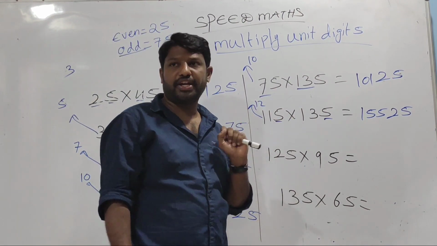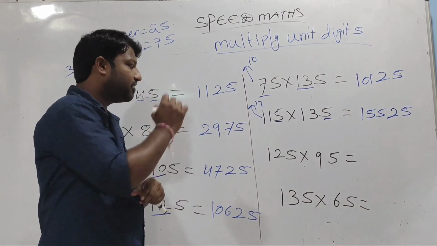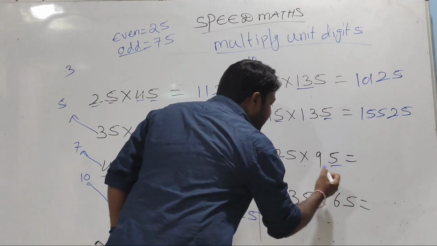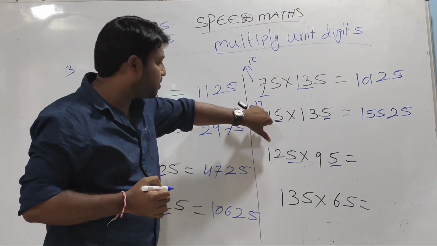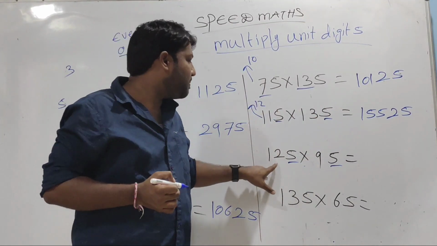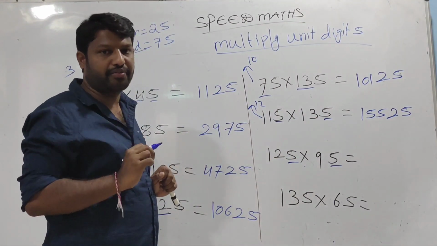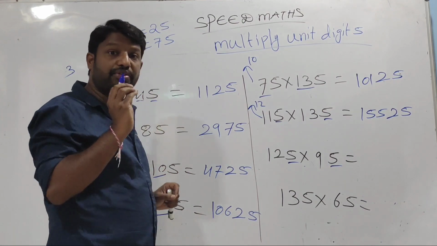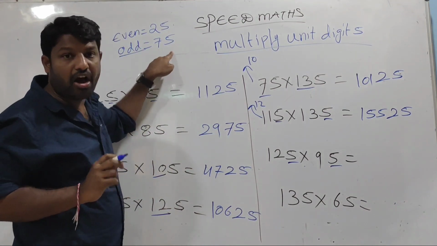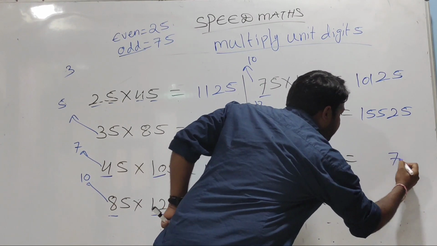Now see here, 125 into 95. What is that? 125 into 95. Here the last digit is 5, here the last digit is 5. Next, I will check these two numbers. 12 and 9. What is 12 plus 9? It is 21. 21 is an odd number. If it is an odd number, write 75. Yes, I have written 75 here.